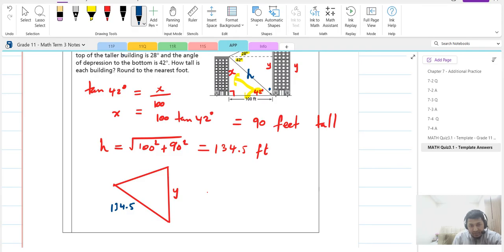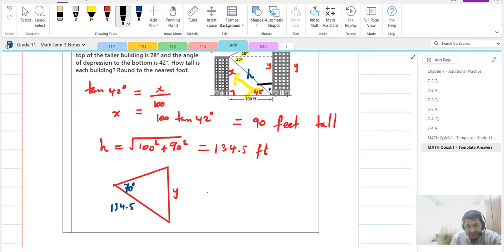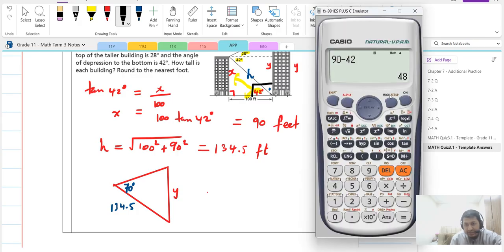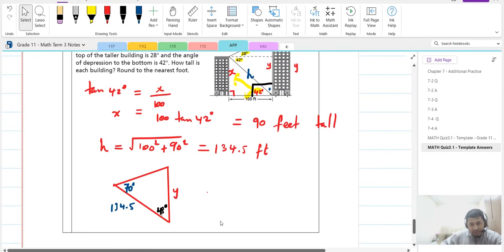We got this angle. This angle can be 42 plus 28, that's 70 degrees. We can find this angle as well because that's 90 minus 42. So that's 90 minus 42 is going to give us 48, the small angle. So remember, this piece over here is 90 degrees. It is straight up. Straight up means 90 degrees. So we're getting 48 here, right? So what information do we need to find y?